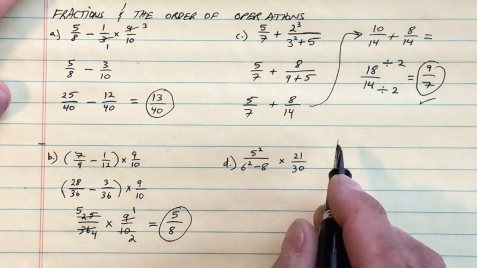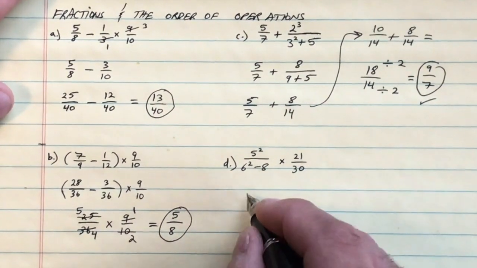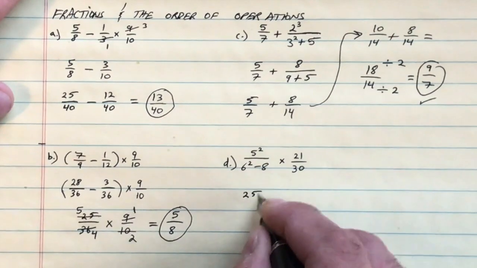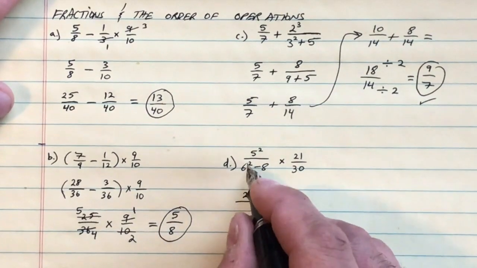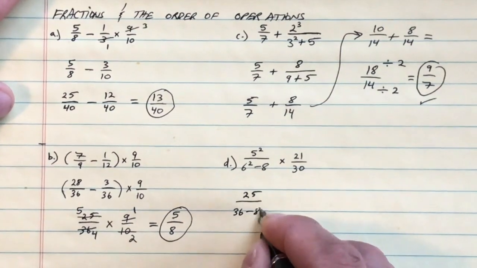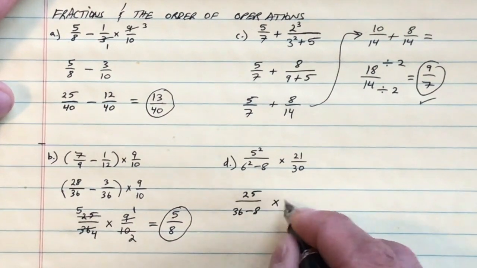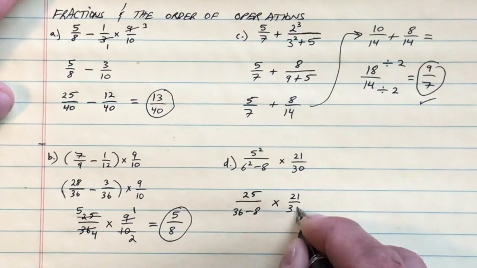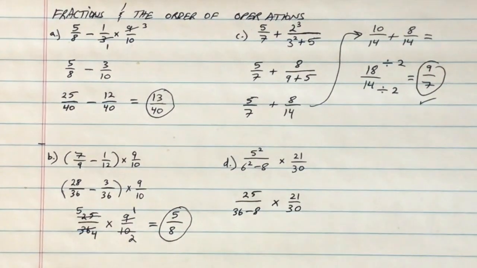So we got here 5 squared, right? 5 squared, 25. That's easy. Then 6 squared minus 8. Well, 6 squared is 36 minus 8 times 21/30. So we've taken care of our exponents.